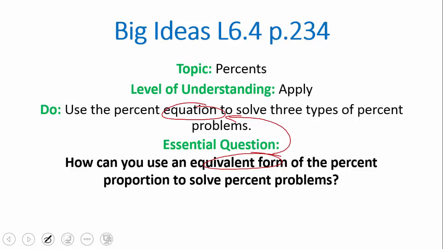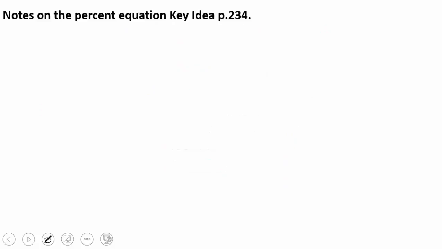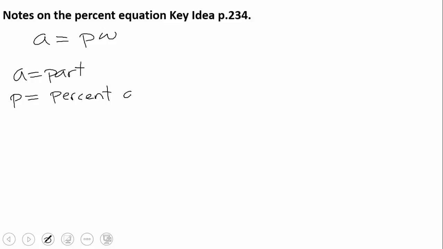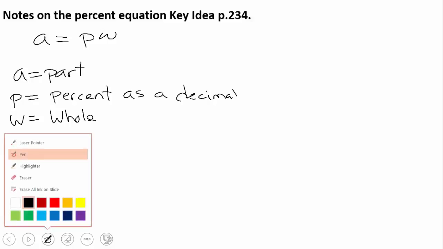So at the top of page 234, you should have written some notes. And again, you probably wrote something like this. A equals PW, and you said A is the part. You said that P is the percent. You need it as a decimal. And that W is the whole. Let's talk about how we got there. Let's talk about how this is an equivalent form of the percent proportion.